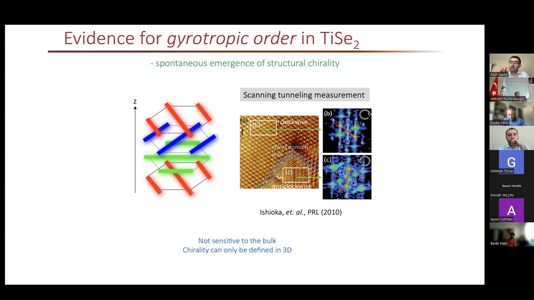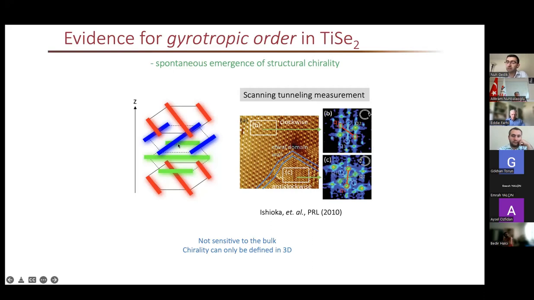So what these authors proposed is that because there are these three different charge density waves, if you arrange the phases and amplitudes of these charge density waves, you can actually get a chiral charge density wave in this material. They proposed that this charge density wave is chiral.